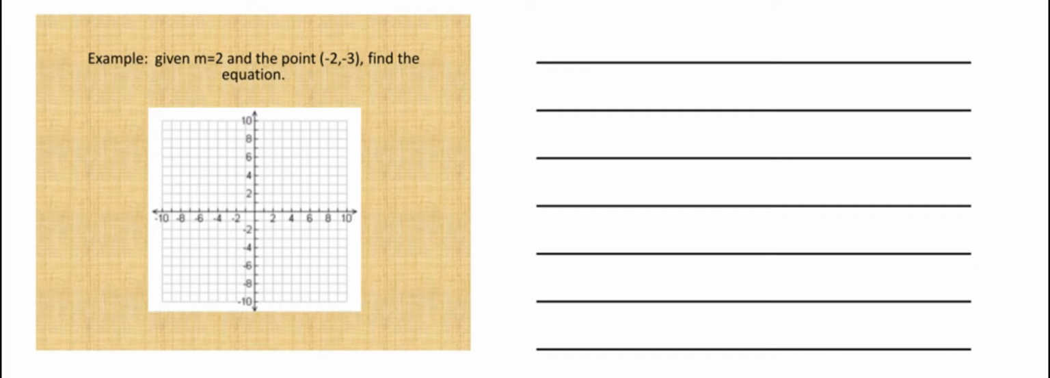Well, let's try graphing using a slope and a coordinate. In this example, given the slope m equals 2 and the point -2 comma -3, find the equation. Let's try this out.